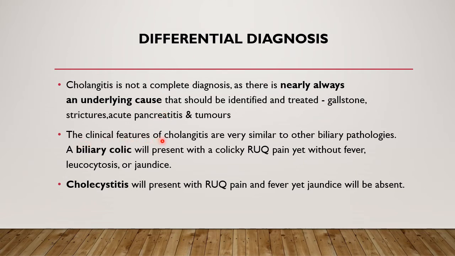The clinical features of cholangitis are very similar to other biliary pathologies, such as biliary colic and acute cholecystitis. Biliary colic will present with colicky right upper quadrant pain, yet without fever, leukocytosis, or jaundice. Whereas in acute cholecystitis, these features may be present with right hypochondrial pain and fever, yet jaundice may be absent or very minimal. Rarely are they markedly jaundiced.